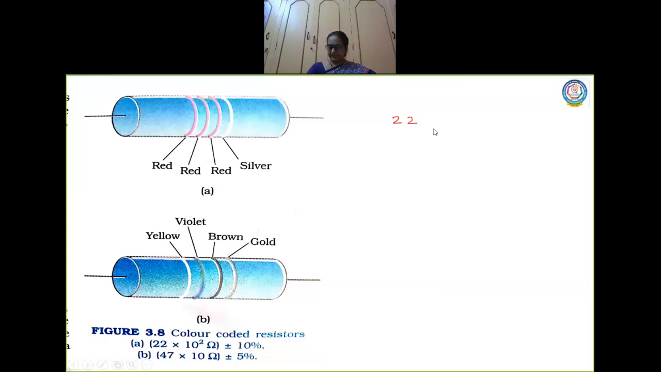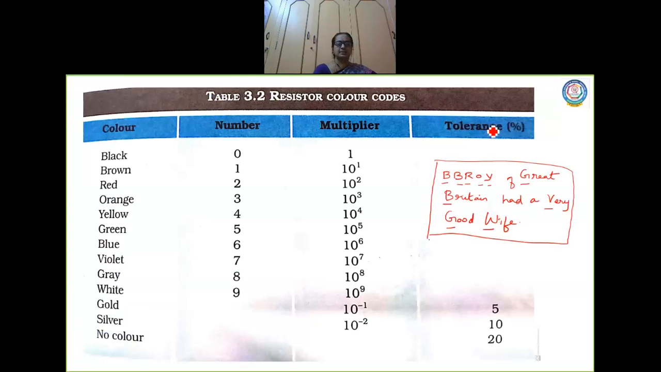Instead of writing the number, you will write the exponent of it, 10 power. What is the number of red? It is 2. So again I will write it as 22 into 10 power 2. This is the value of the resistance. And what will be the tolerance? Tolerance will be plus or minus. Now what is the fourth ring? Fourth ring is the silver color.